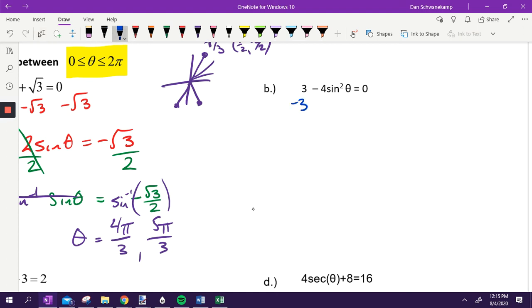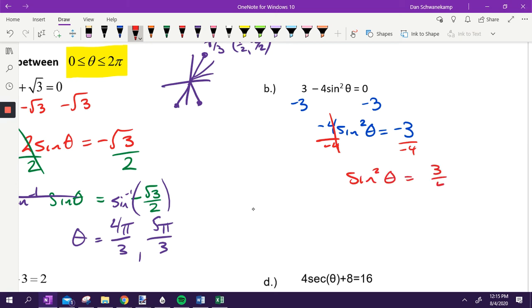Sure. Subtract 3. So we get negative 4 sine squared theta equals negative 3. Once we've done that, what do you want to do next? Yes, ma'am. Divide by negative 4. That goes away. Sine squared theta equals positive 3/4.